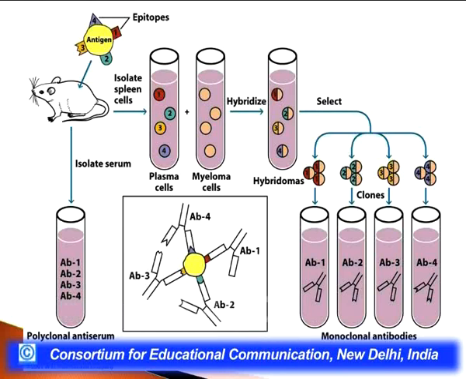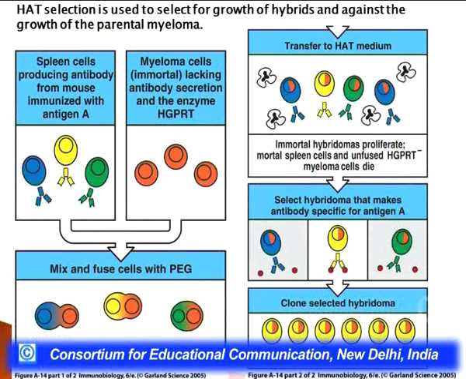This looks very easy, but it is not a very simple technique. We have a hybridoma technology. Now, before I come to the HAT selection or the hybridoma technology, I would like to say that there are another naturally occurring monoclonal antibodies in nature.